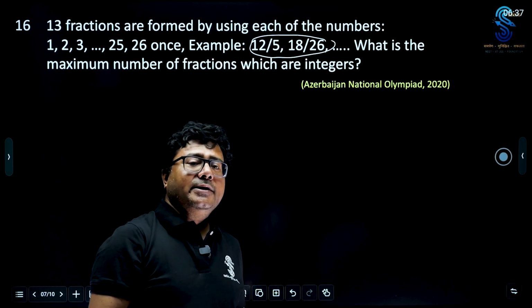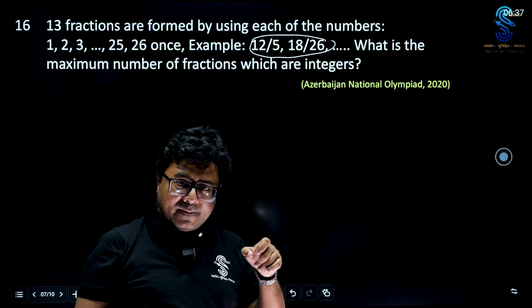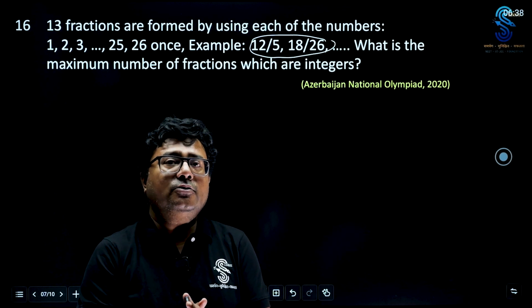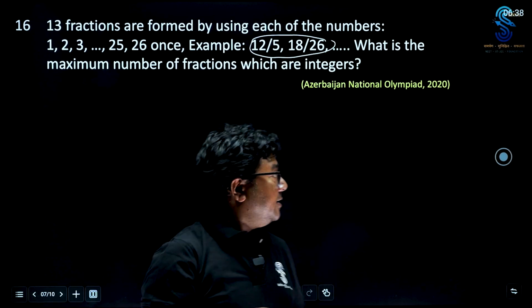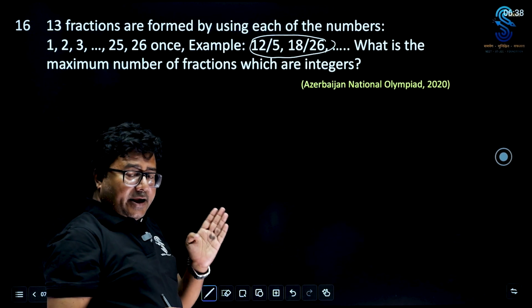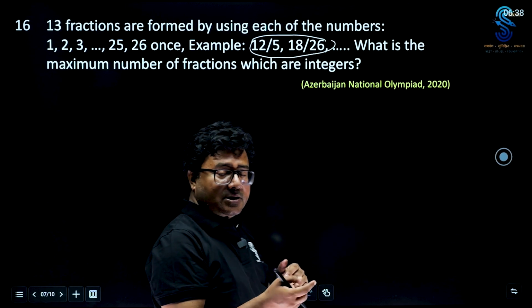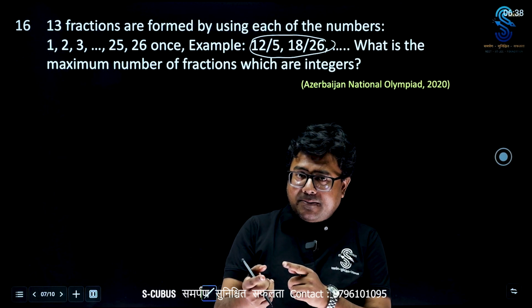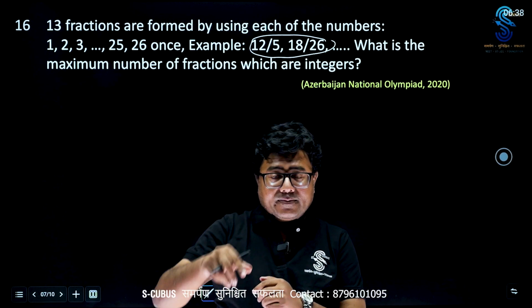Obviously, to make it an integer, what we need to do? Numerator must be a multiple of the denominator. So first we need to think what are the difficulties here. Like if we consider prime numbers, especially whose multiple is not from 1 to 26. Like if I consider 2 is a prime number, but I can write 4 divided by 2, isn't it?